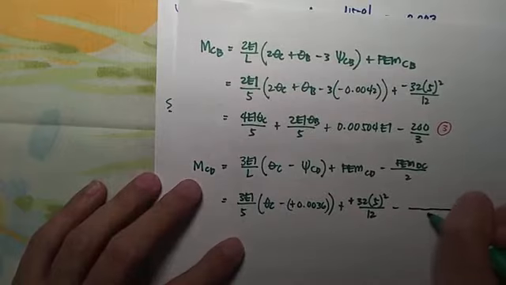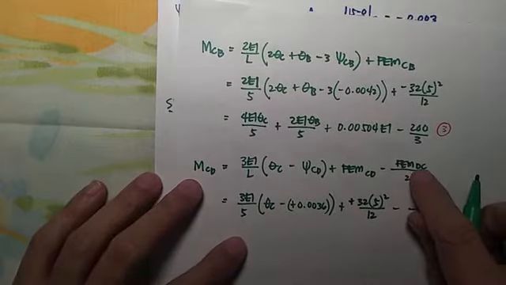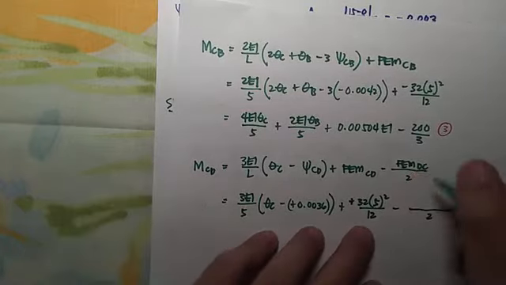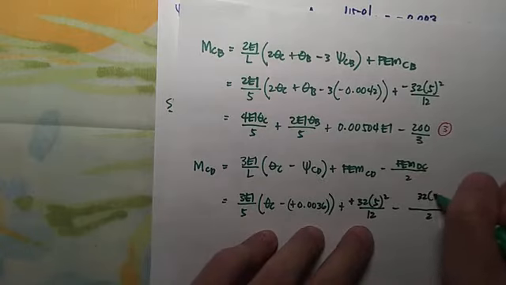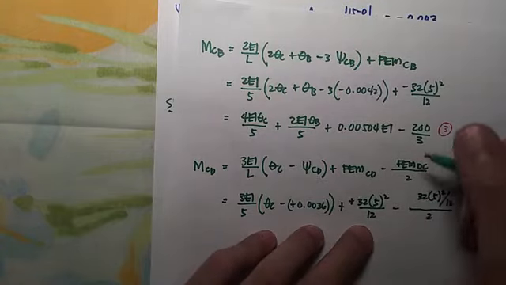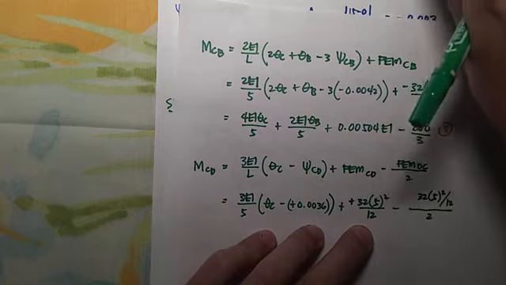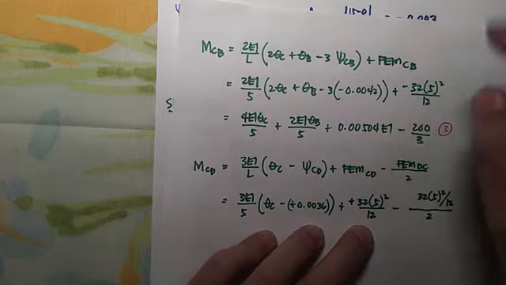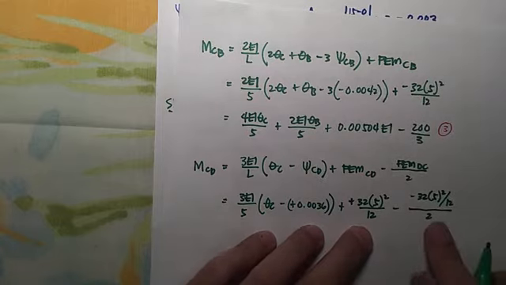Minus kalahati ng FEM sa DC. Ano yung FEM sa DC? Diba? Parehas lang yung magnitude. 32, 5 square over 12. Pero, that is nasa kanan. That is clockwise. So, that's negative. Yan.